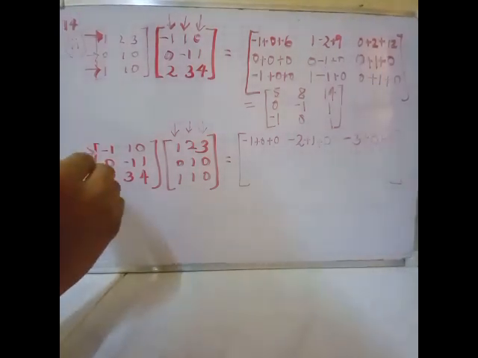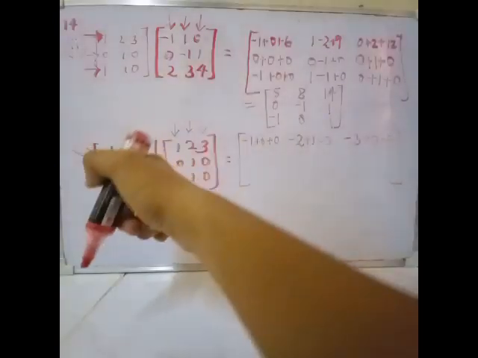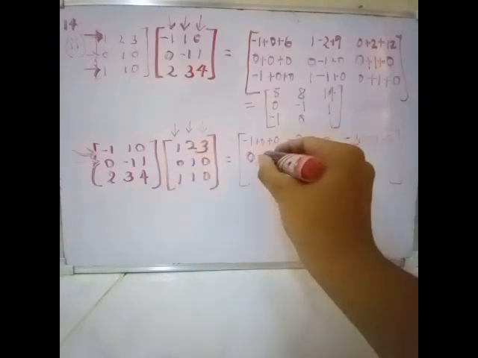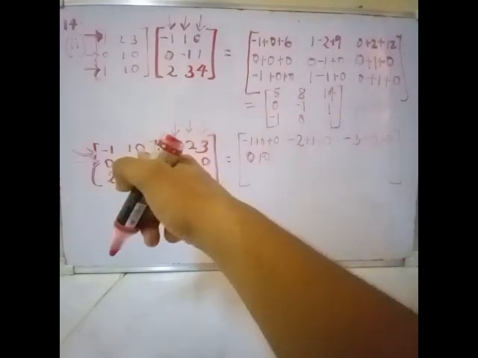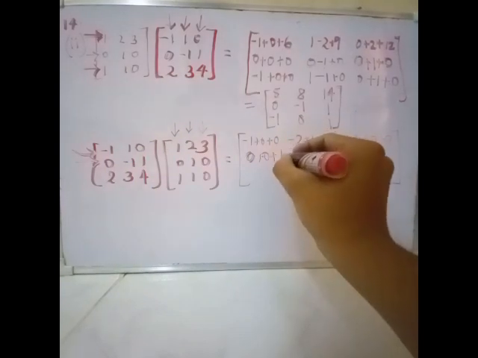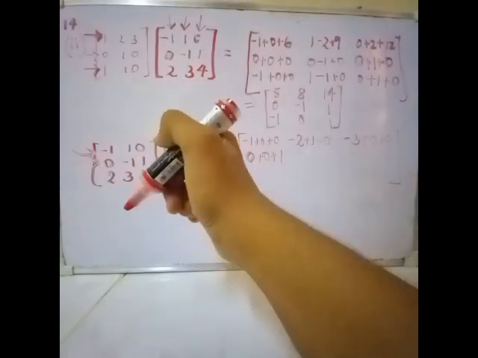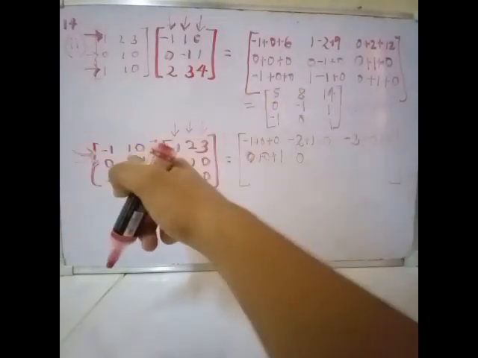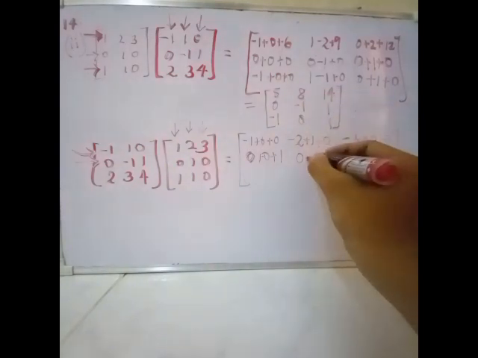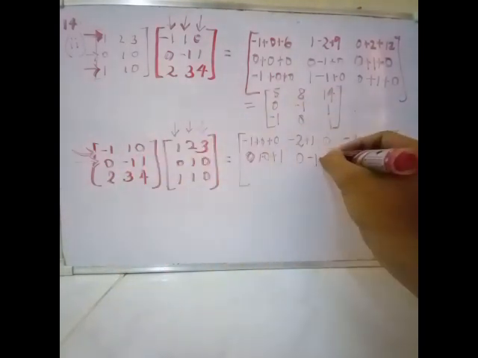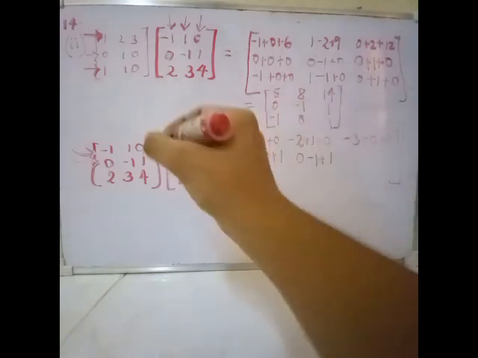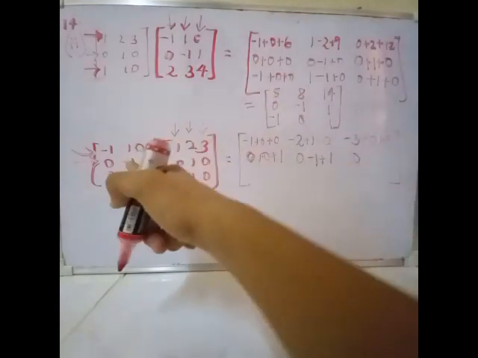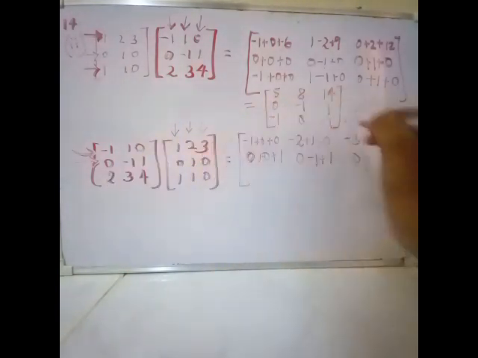Now going to the second row, 0 times 1 would be 0, and minus 1 times 0 would be 0, and 1 times 1 would be 1. Now second row with the second column, 0 times 2 would be 0, and minus 1 times 1 would be minus 1, and 1 times 1 would be plus 1. Right? Now the second row with the third column, 0 times 3 would be 0, and this with 0 would be 0, and this also with 0 would be 0.